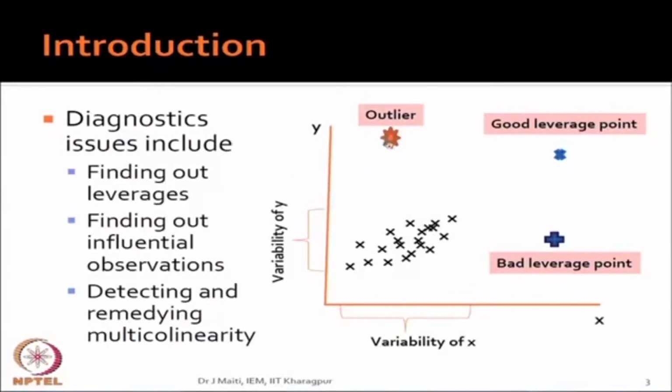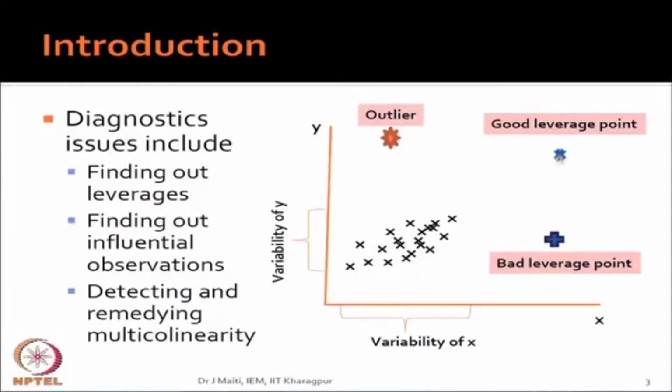Now, consider this point. Suppose one of your observations is like this. It lies that much distance away from the center of the mass of the points, but in the direction of y. You see the variability of y is this one, and the point is much away from that y portion. But for x, it is within the variability. So, an outlier is a point which is necessarily related to the variable y. An outlier is an observation which lies much away from the general mass related to y.